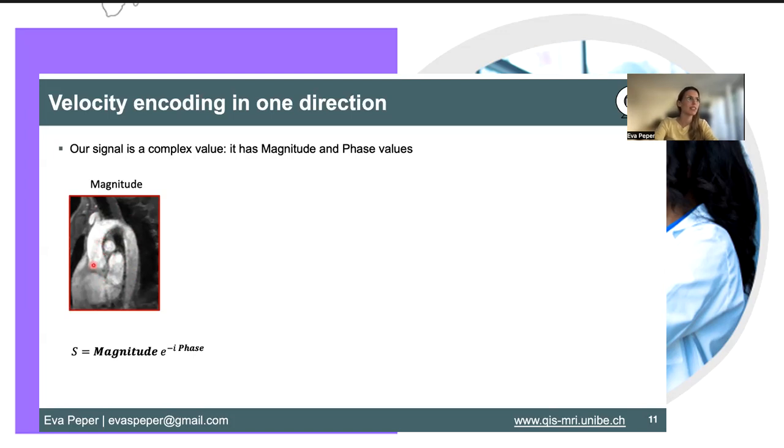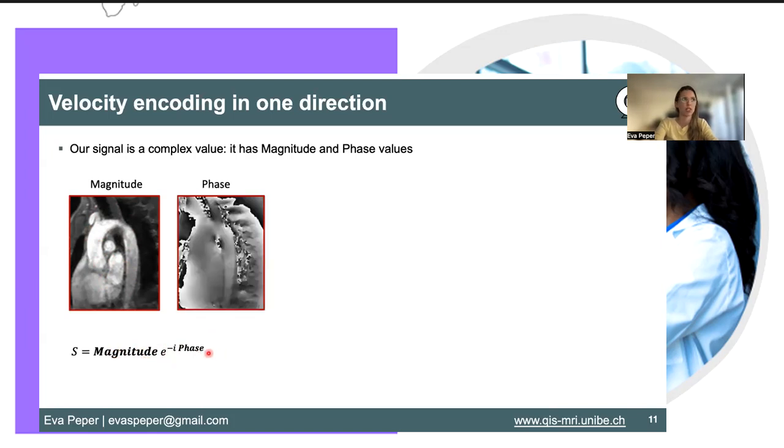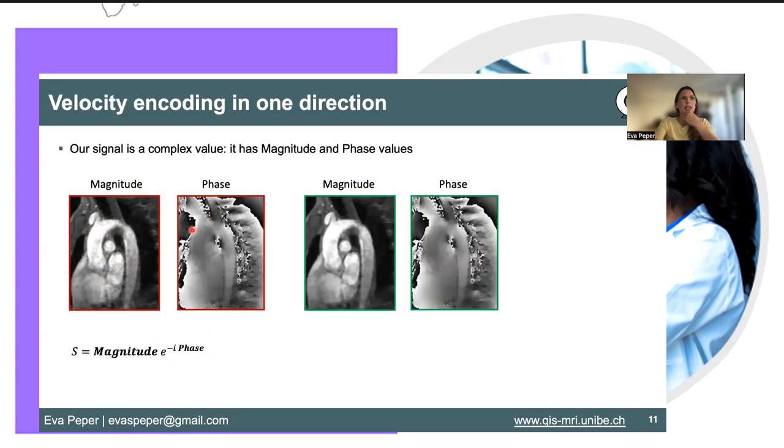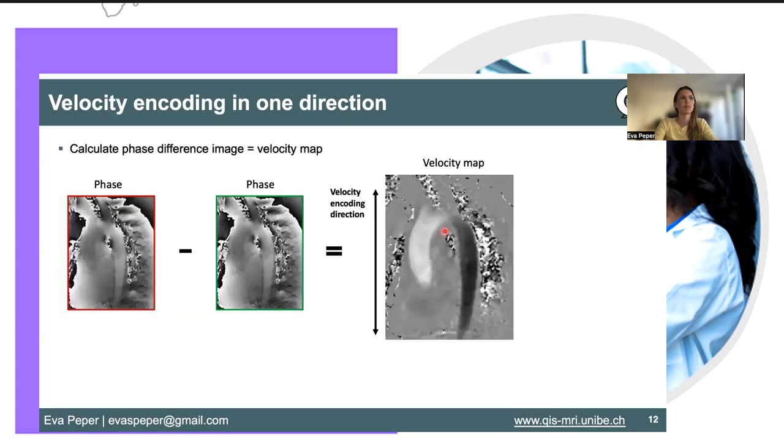That's where you already see, oh, there's the aorta. But since our data as it comes out of the scanner is actually complex, like a complex number, it not only has a magnitude image, it also has a phase image. That's just a mathematical concept. It's the exact same data set, just the magnitude component and the phase component of the data. And of course, we have that also for this second data set that we acquired with the opposing velocity gradient. So we have magnitude and phase, magnitude and phase.